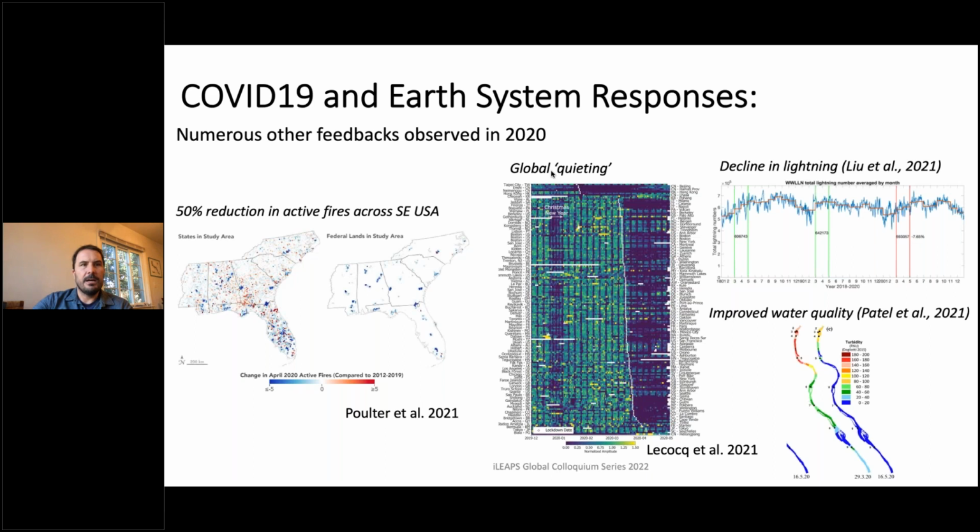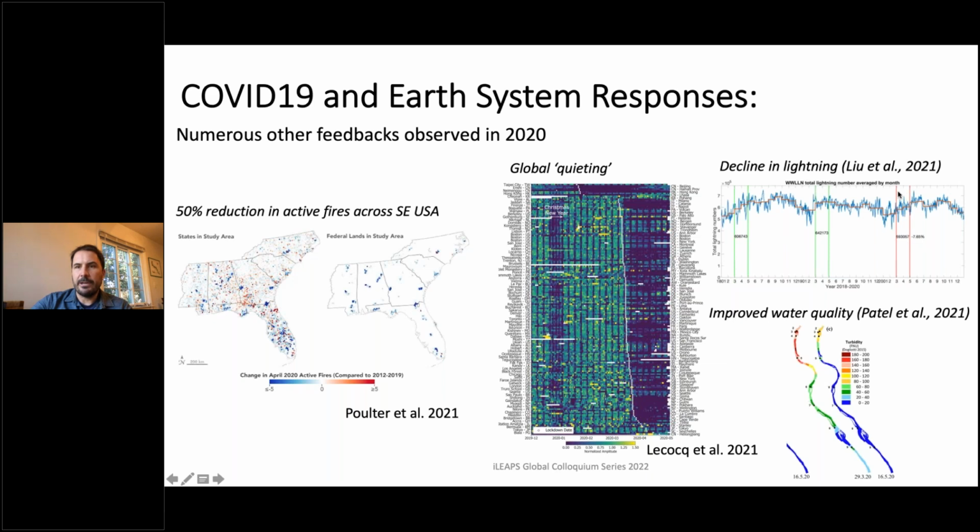So there were many other studies that have come out since then, looking at different aspects of the Earth system. We looked at a study in the southeastern U.S. where about 80% of the fires are intentional, so they're prescribed fires that are used to maintain ecological integrity. And we saw about a 50% reduction in active fires. There are studies that have used seismic gauges to show that there is a global quieting, so just through the reduction of transportation, both through cars and trucks and aircraft, this was detectable through these seismic networks. At AGU, this past AGU, there have even been suggestions that there was a decline in lightning activity.